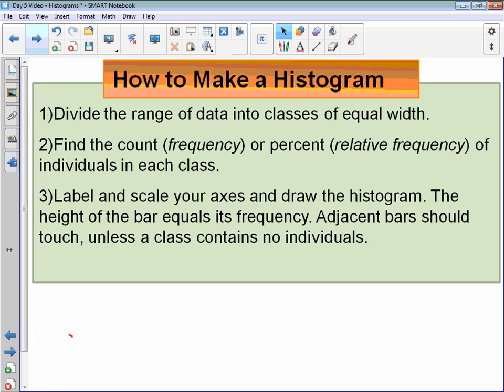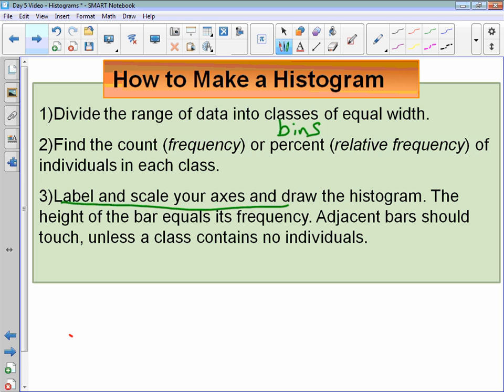So what we're going to do is divide our entire data into bins, or as they say, classes. I'll use the word bins. And we're going to drop any value that falls in that range into that bin. And then, of course, label and scale your axes, always. And the bars should touch.